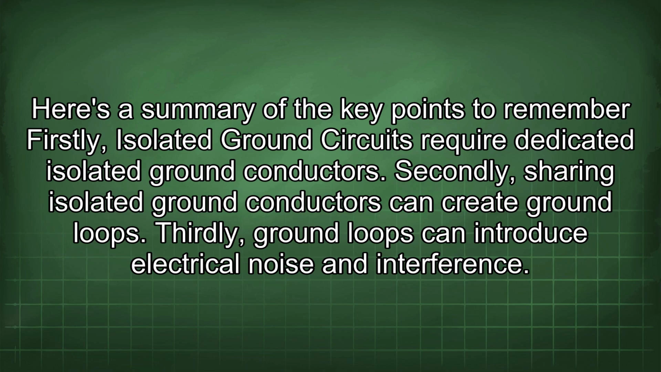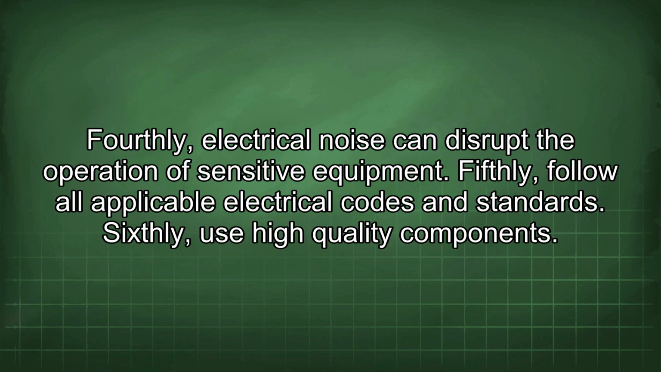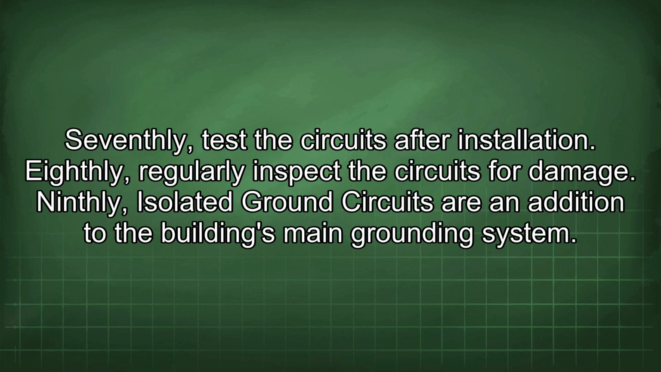Firstly, isolated ground circuits require dedicated isolated ground conductors. Secondly, sharing isolated ground conductors can create ground loops. Thirdly, ground loops can introduce electrical noise and interference. Fourthly, electrical noise can disrupt the operation of sensitive equipment. Fifthly, follow all applicable electrical codes and standards. Sixthly, use high-quality components. Seventhly, test the circuits after installation.